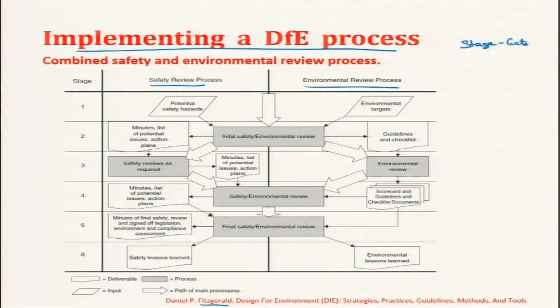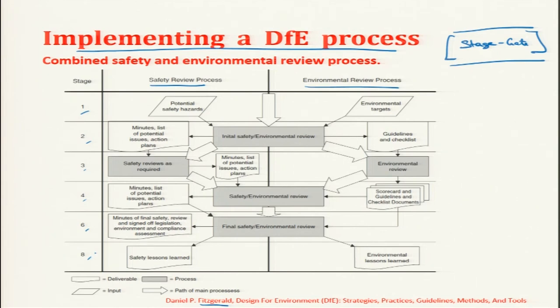There are 8 stages, and at each stage when the work is complete, there is a gate to exit. This is a phenomenon that works in stages and specific steps. So, there were 8 stages, and these are the stages where safety and environmental review came into existence: stages 1, 2, 3, 4, 6 and 8.